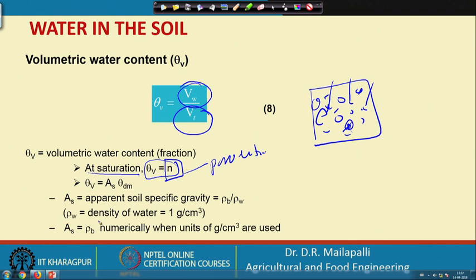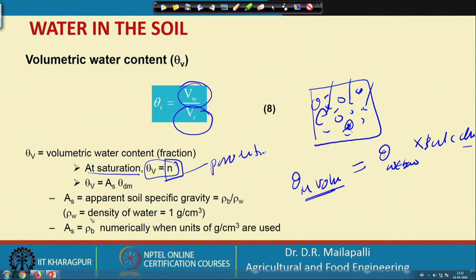So N is your porosity. Okay. So in order to find the volumetric basis using the weight basis, the weight basis needs to be multiplied with the bulk density. So theta in volumetric basis is equal to theta in weight basis multiplied by the bulk density. That will give the theta in volumetric basis.